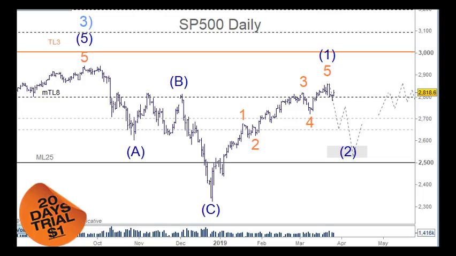So we're looking at the current move up through here as 5 waves. There's wave 1, and we're looking for an A and a B and a C back into the 50-60% retracement level, and then a move higher from that point.